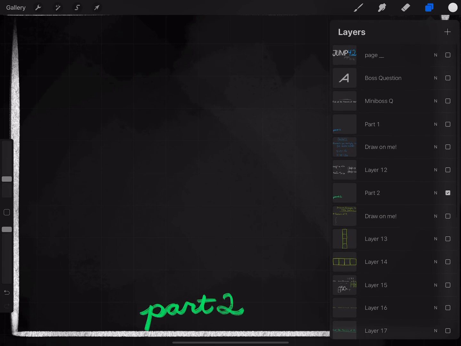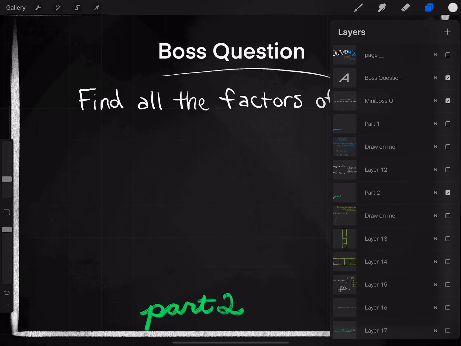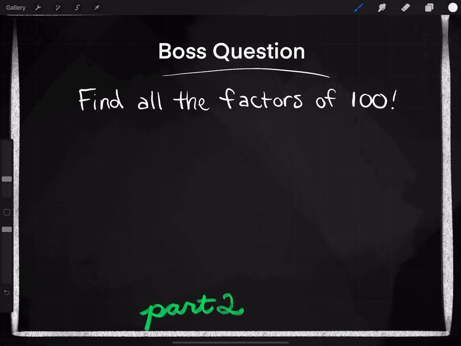All right, so that is really all we're doing today. So here's our boss question. Find all the factors of 100. Go ahead and write it in the math document, and I will see you next time.